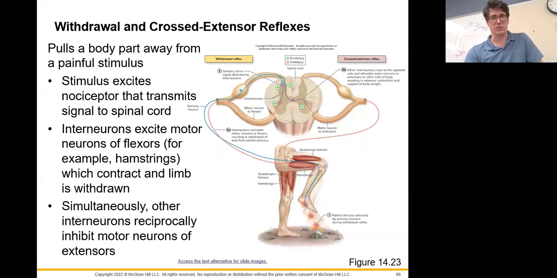The same thing will happen in our withdrawal reflexes. We just have an extra synapse here talking with our interneuron. That interneuron is important, though, so that we can also send a signal up to the brain telling it what's going on.